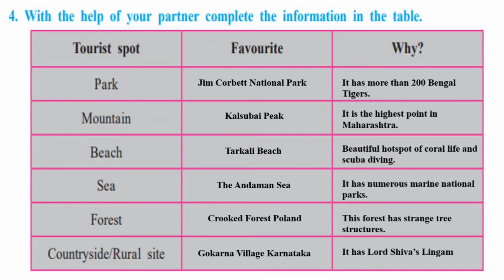Tourist spot, Park: Jim Corbett National Park. It has more than 200 Bengal tigers. Mountain: Kalsubai Peak. It is the highest point in Maharashtra. Beach: Tarkali Beach. Beautiful hotspot of coral life and scuba diving. Sea: The Andaman Sea. It has numerous marine national parks. Forest: Crooked Forest, Poland. This forest has strange tree structures. Countryside, rural site: Gokarna village, Karnataka. It has Lord Shiva's lingam.